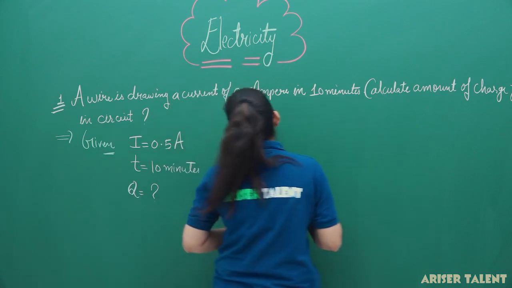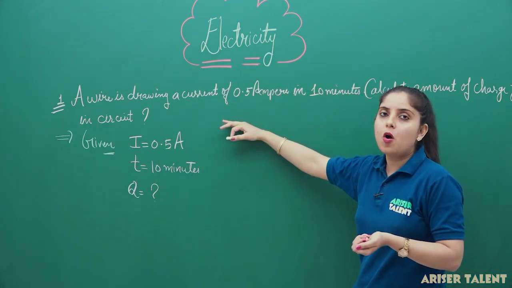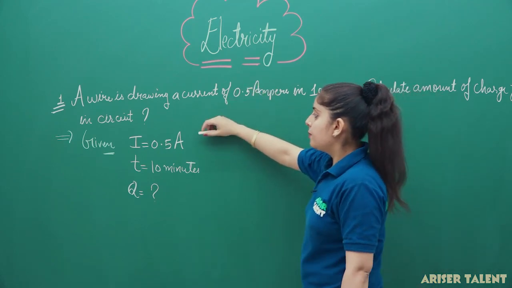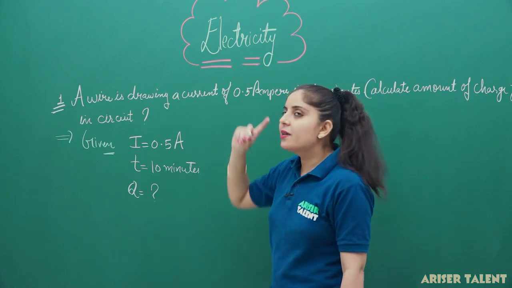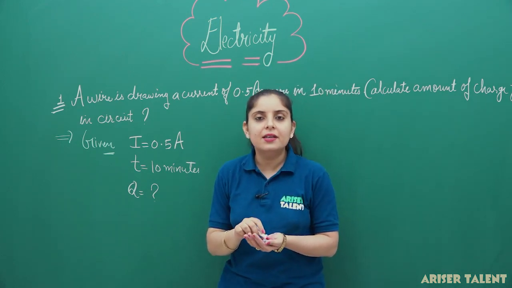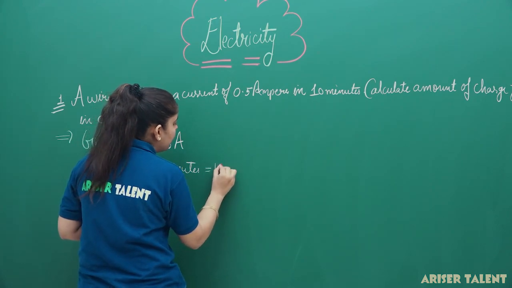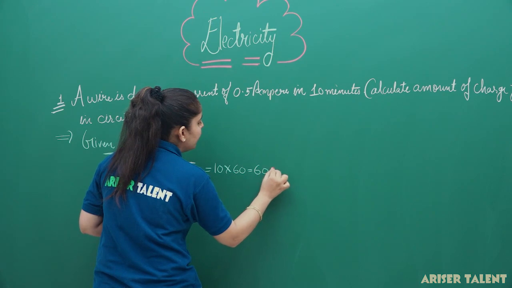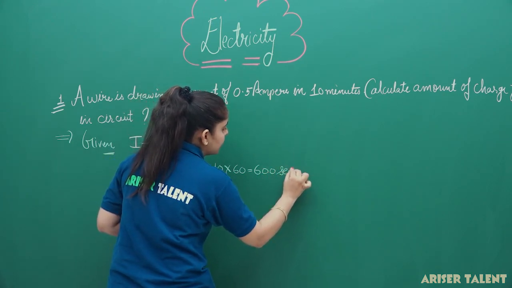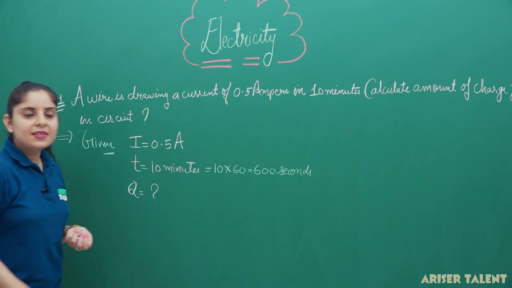First of all, we will check whether the given conditions are in standard units or not. Current is in ampere, which is the standard unit. Time is given in minutes, but we have to consider the time in seconds. If I am converting minutes into seconds, I have to multiply by 60. So it came out to be 600 seconds.